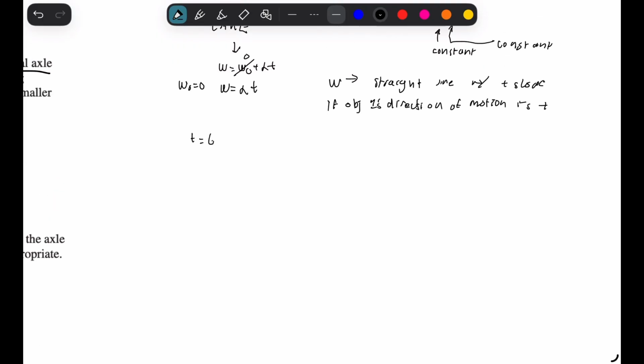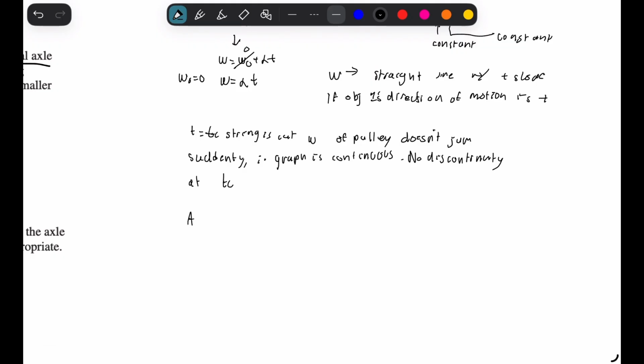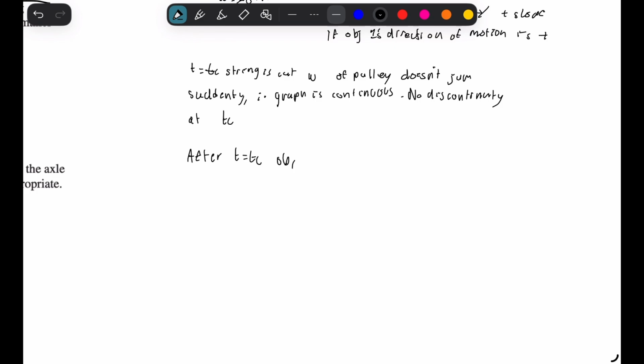So then when you're at t equals tc, when the string is cut, the pulley's angular velocity doesn't jump suddenly. Therefore, our graph is continuous. So there's no discontinuity at tc. After t equals tc, object 2 provides torque.